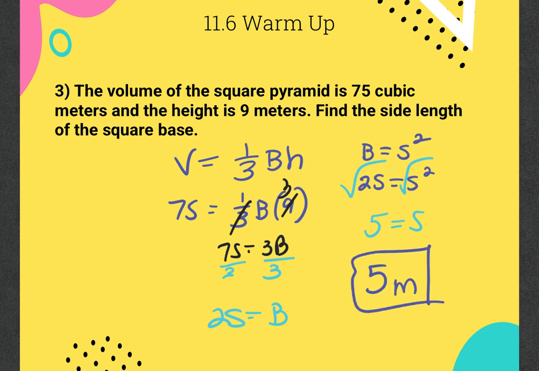For a square, both sides have to be the same. Correct. Yep. But a rectangle, they don't have to be. Right. Questions on that one?